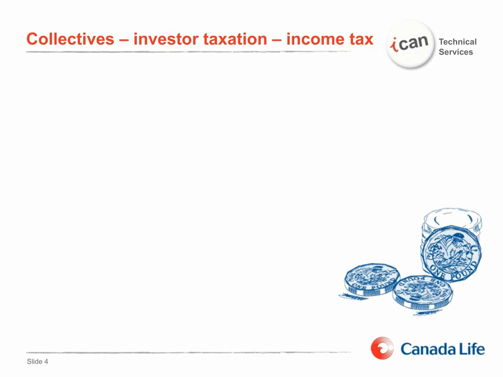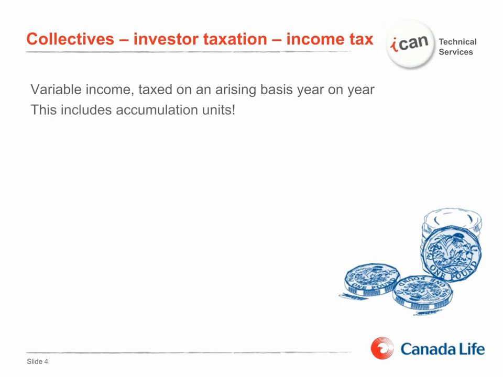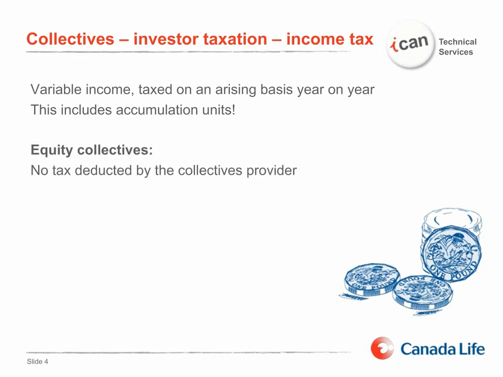Let's look at investor taxation, and we'll start with income tax. This is a variable income which is taxed on a rising basis year on year, and this does include accumulation units as well as income units. Some people wrongly assume that because they haven't physically received the income, they don't need to declare it for tax purposes. If we look at equity collectives, there is no tax deducted by the collectives provider.